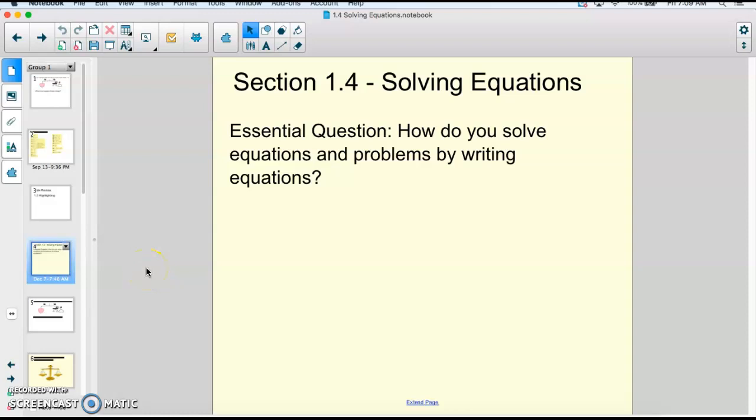Alright guys, welcome to 1.4. We're solving equations today. Our essential question: how do you solve equations and problems by writing equations?